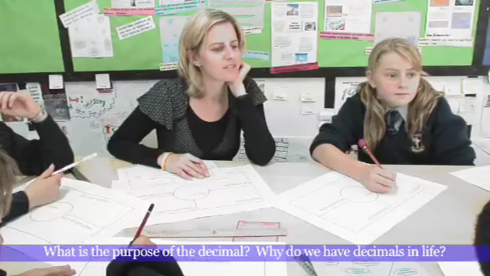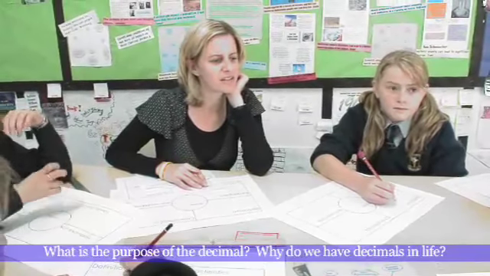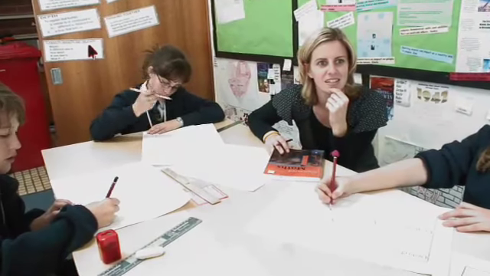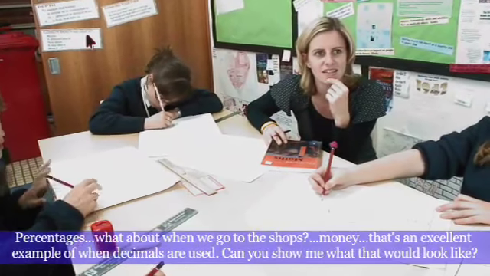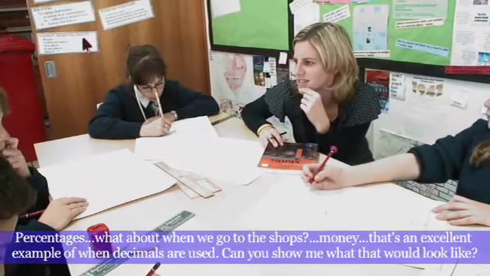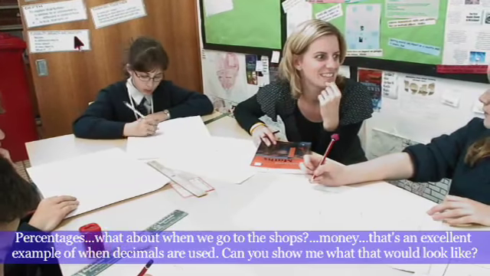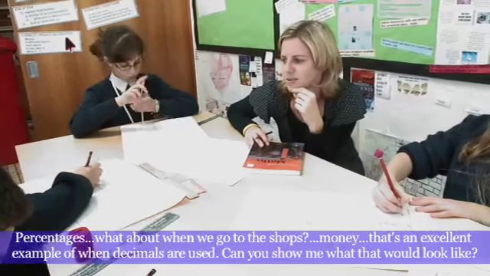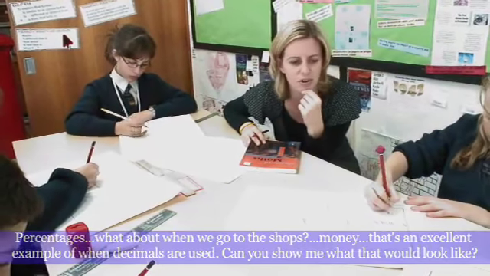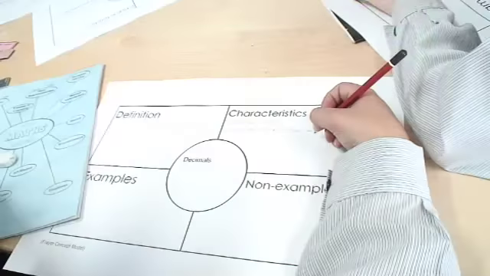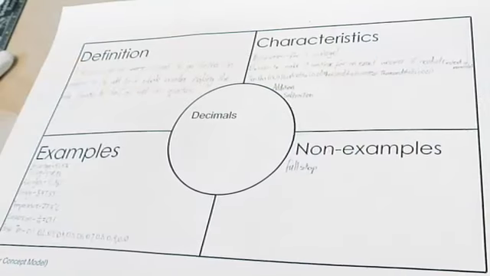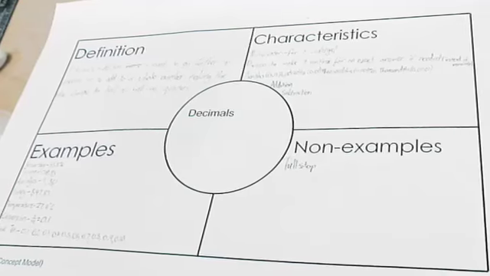So yeah, what's the purpose of a decimal? Why do we have decimals in life? Percentages. There's an equivalence there. What about when we go to the shops? Oh, money. Yeah. Money. That's an excellent example of when decimals are used. Can you show me an example of what that would look like? So under characteristics, you use tenths. Yeah, good. And base 10, you've got? It's got 10.